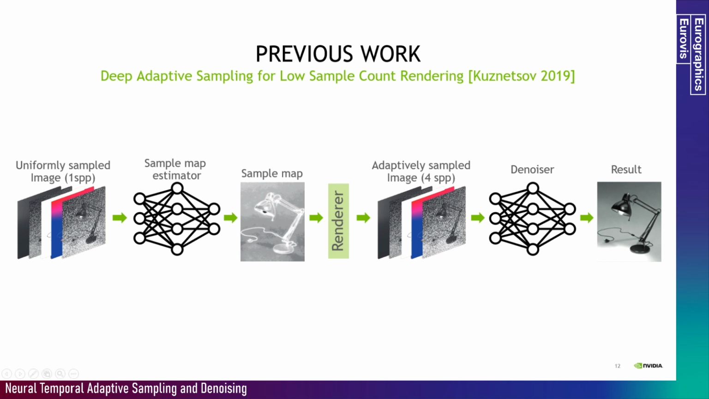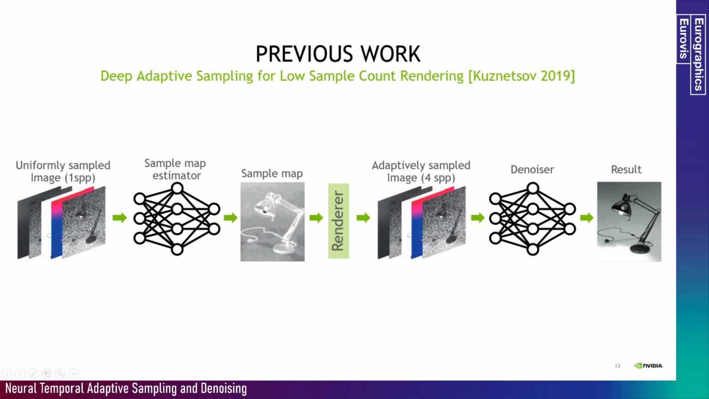And this map dictates to the renderer how many paths it should send for each pixel. The result then will be an adaptively sampled image at the target sample rate, say for example 4 samples per pixel. And this image is then sent into a denoiser network, and the final result is generated.